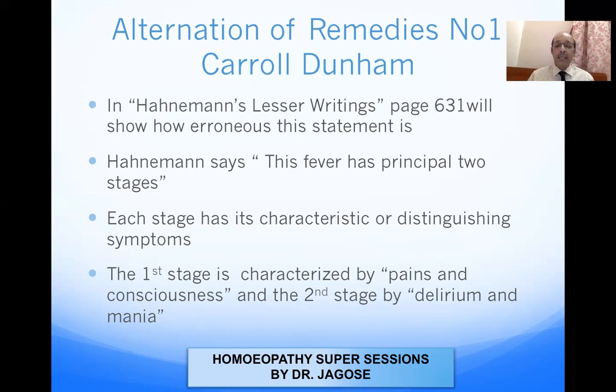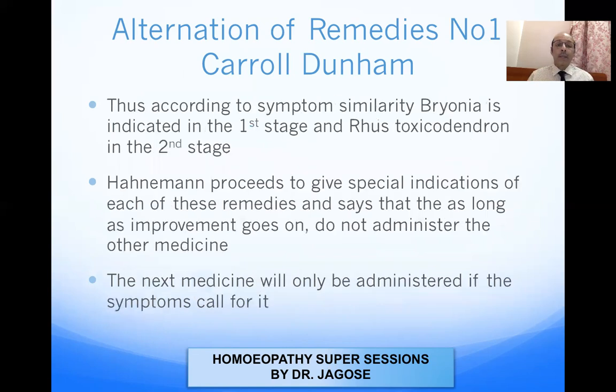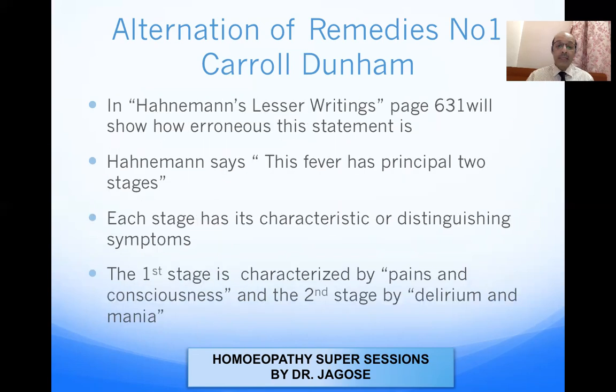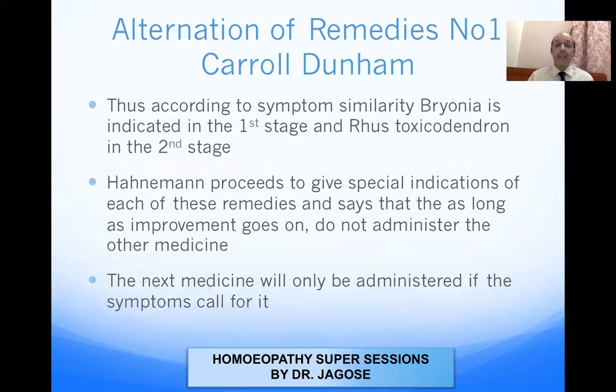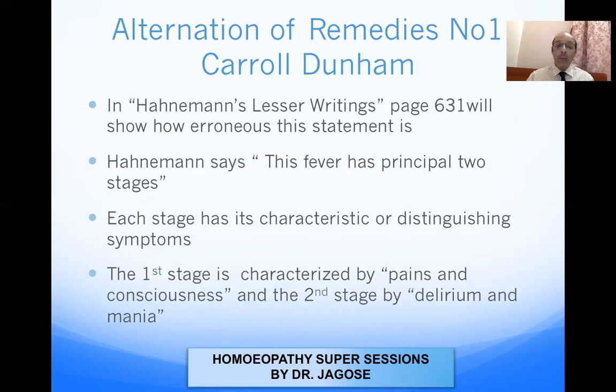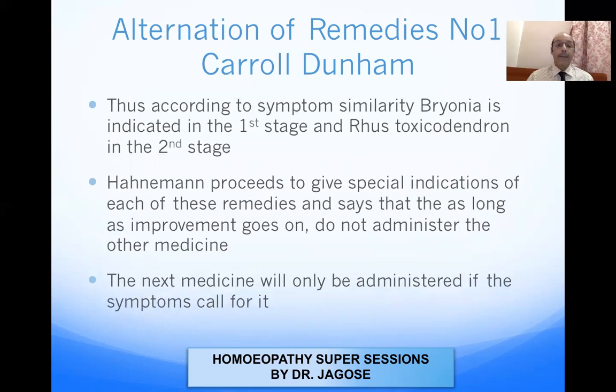The first stage is characterized by pains and consciousness, and the second stage by delirium and mania. So in the two stages, you get two different sets of symptoms which are characteristic in nature. Thus, according to symptom similarity, Bryonia is indicated in the first stage, in which there are pains and consciousness, and in the second stage, Rhus tox is indicated, where there is delirium and mania.